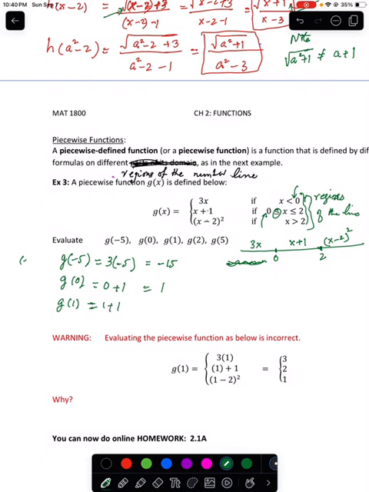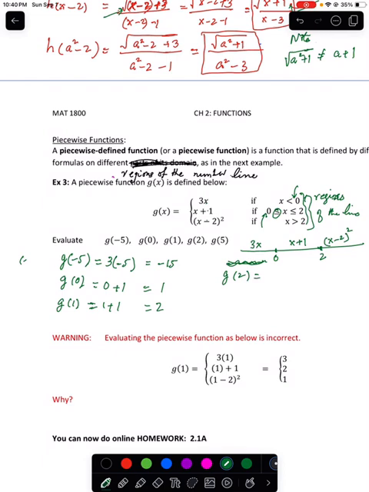Okay, so where is 2? 2 is in the region. Notice again, you can see 2 written in two places, but where is the equal to sign? The equal to sign is in the second region. So we will use the second region to evaluate the 2. So it will be 2 plus 1, which is equal to 3.